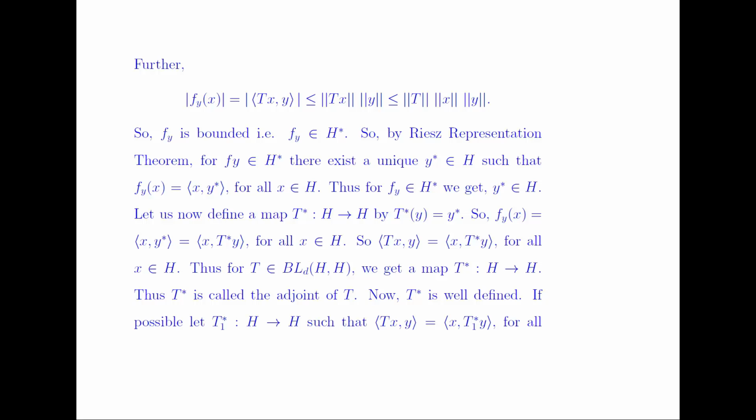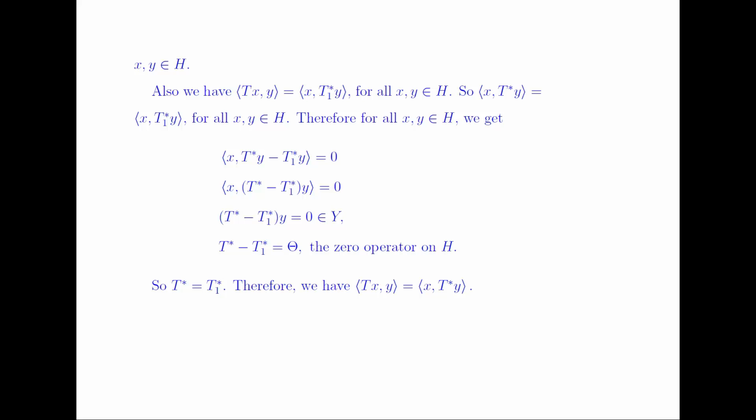If possible, let T1 star from H to H be such that the inner product of Tx comma y is equal to the inner product of x comma T1 star y for all x and y belonging to H. Also, we have the inner product of Tx and y is equal to the inner product of x comma T star y for all x and y belonging to H. So the inner product of x comma T star y is equal to the inner product of x comma T1 star y for all x and y belonging to H.